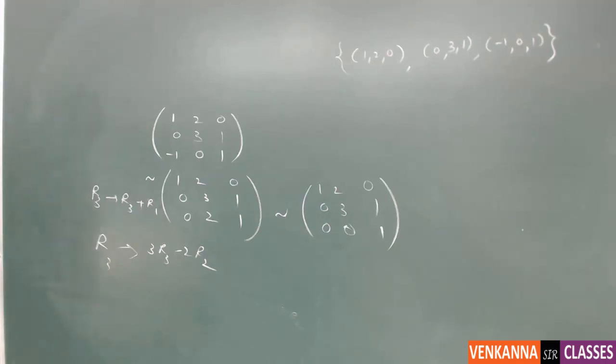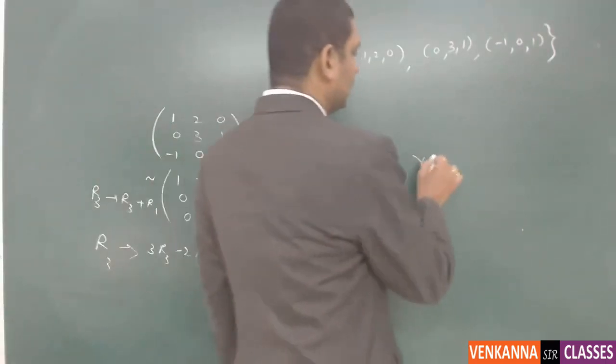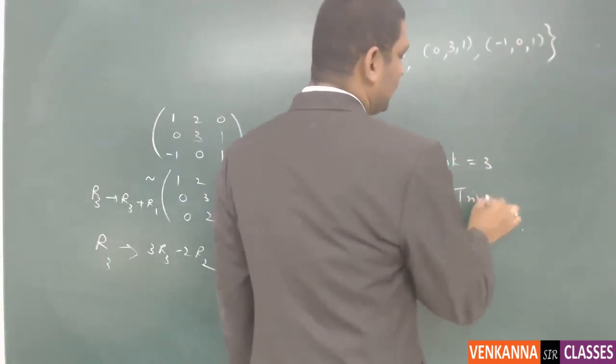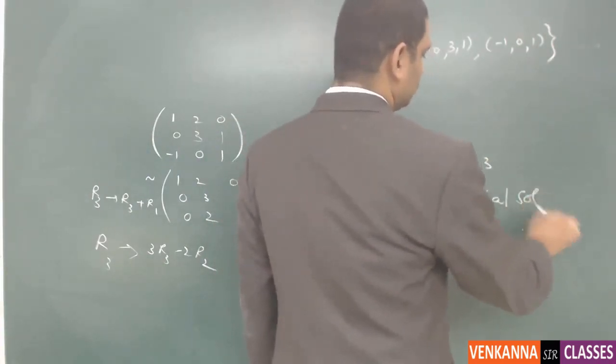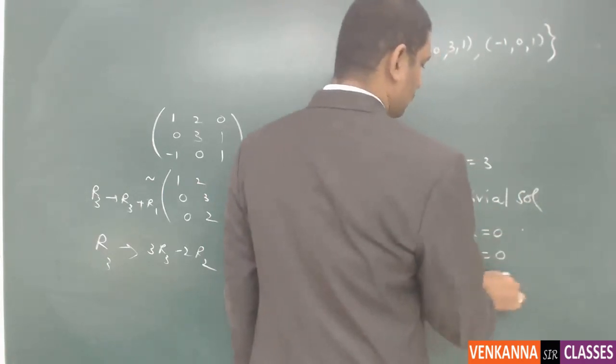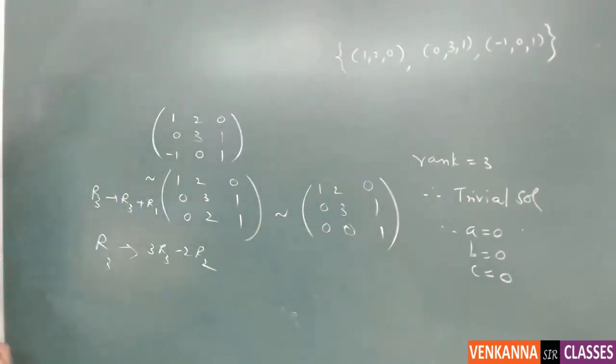So there you got a problem. Here the rank of the matrix is nothing but 3. Therefore, it has a trivial solution. So trivial solution is nothing but the zero solution. Whenever you take A, B, C as 0, then only the 3 equations will get satisfied. Otherwise, you won't get a possible solution for it.